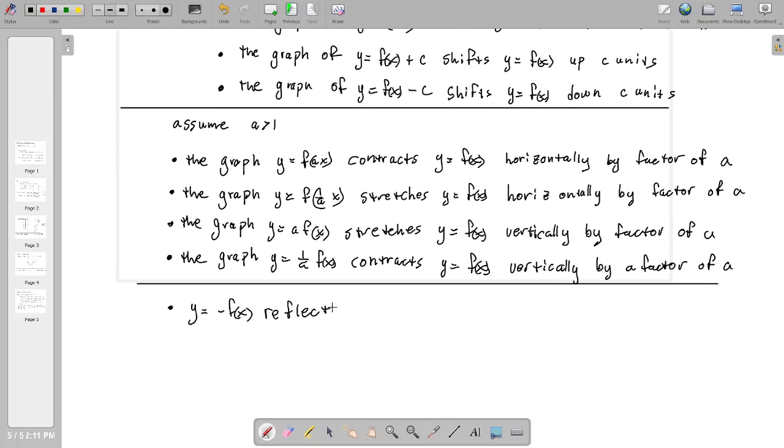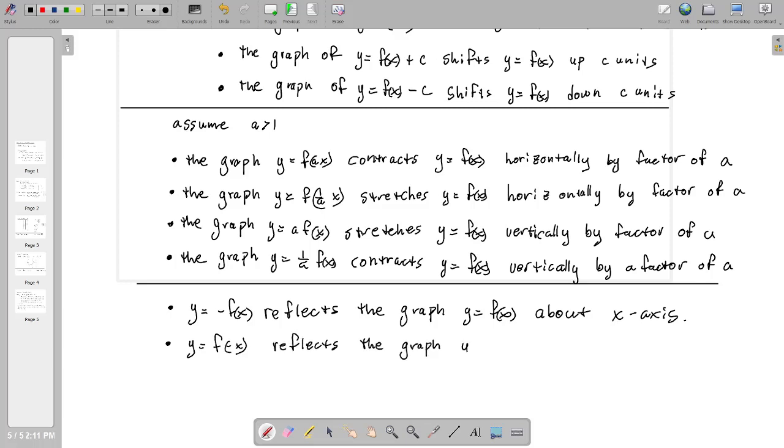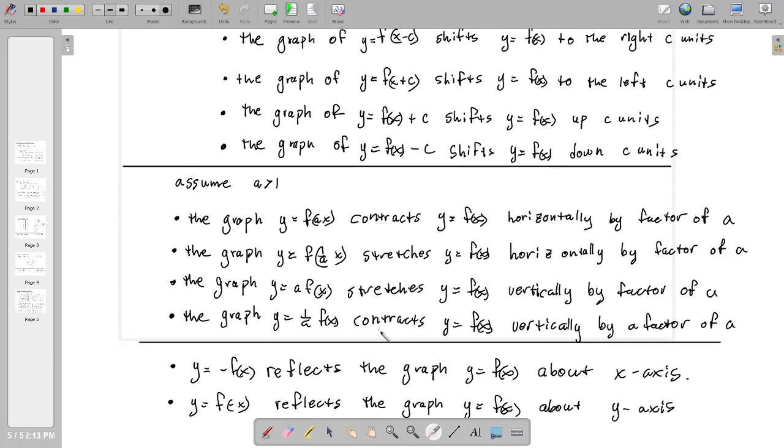Then we have our reflections. The graph y equals negative f of x reflects the graph y equals f of x about the x-axis. The graph y equals f of negative x reflects the graph y equals f of x about the y-axis. So we've gone over these a couple of times before. If you want a deep dive of why these are the way they are, in the Precalculus Algebra videos, section 2.6, you'll find what you need.